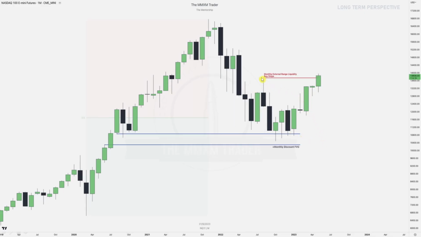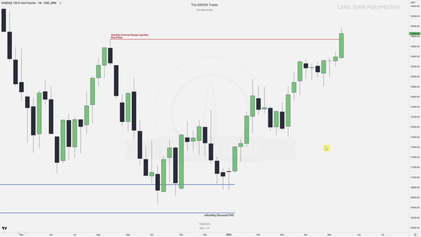So we've got that monthly external range liquidity up here. So we know we go from internal to external and a draw on liquidity without knowing those seasonal tendencies, right? We know where price is most likely to draw into. Now let's look at the weekly structure after knowing what the monthly is most likely to do, right?